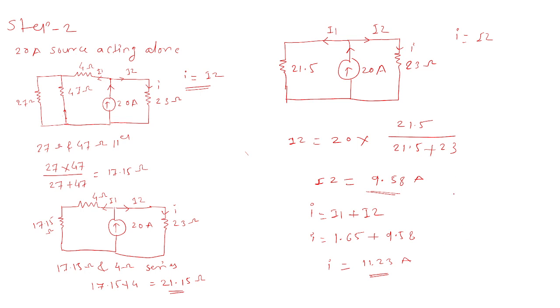11.23. So at the end we need to write the statement that is current flowing in 23 ohm resistor is 11.23 ampere. That is your final answer. I hope superposition theorem and this example is clear to all.